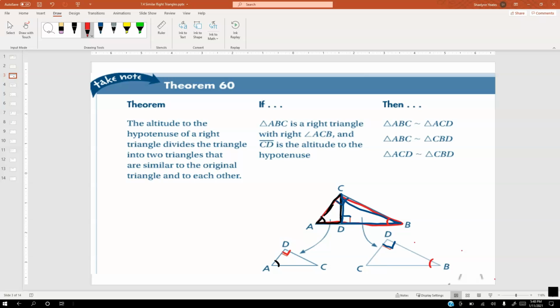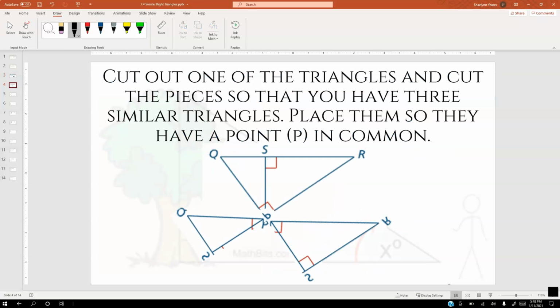The hardest part is going to be drawing the triangles so that you can see the similarity. You'll notice that triangle ABC, so this big triangle, is similar to ACD by angle-angle, and triangle ABC is similar to triangle CBD by angle-angle. And then because they're similar to the same triangle, we can say that they are similar to each other. Okay, so this is where you cut it out.